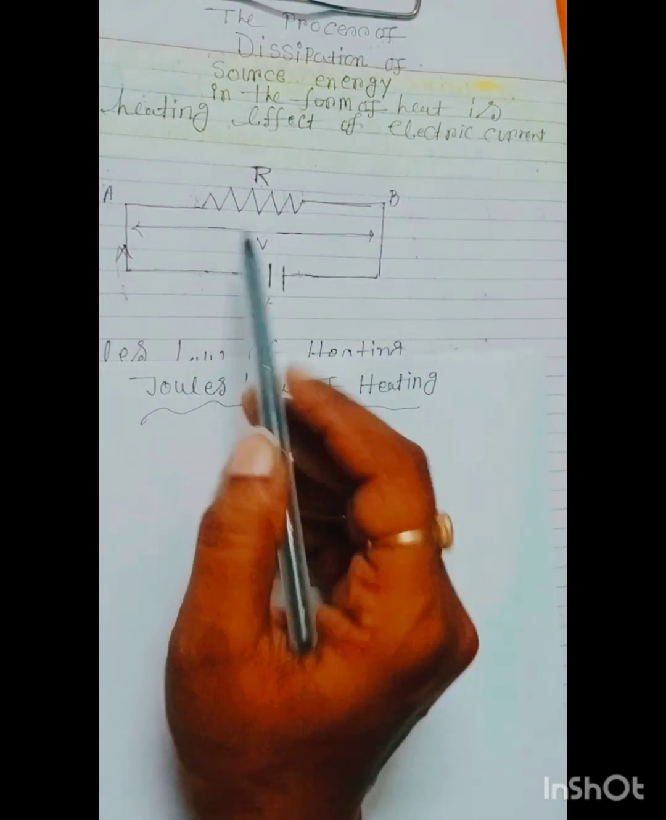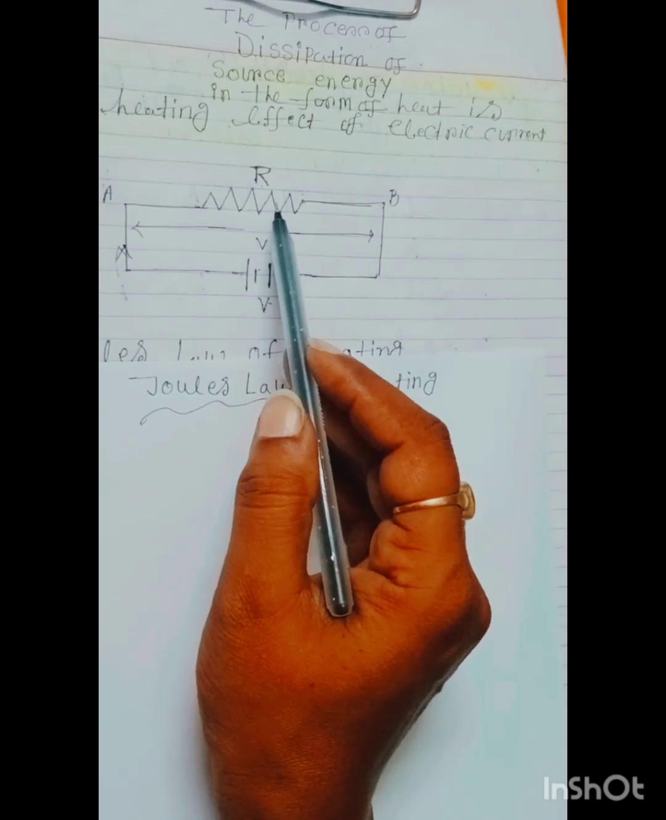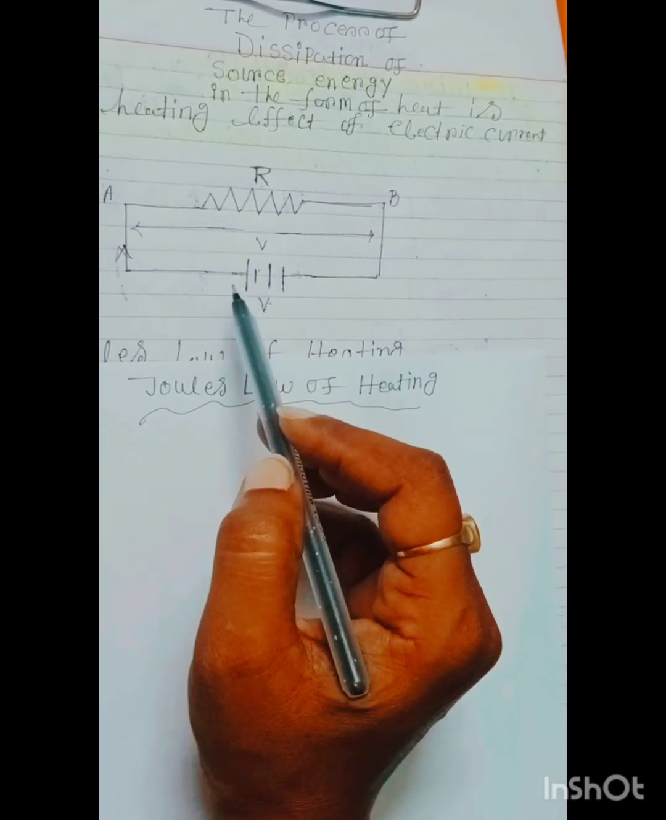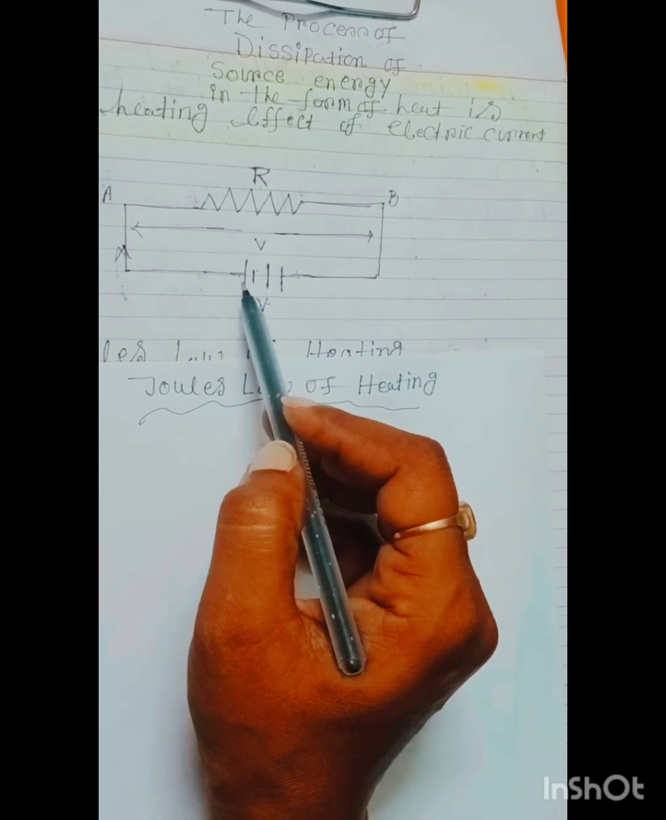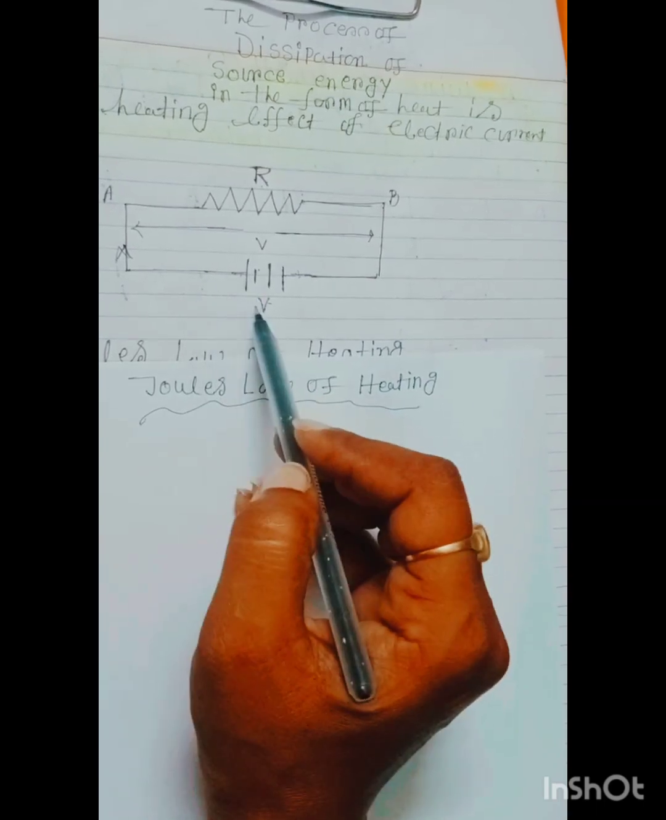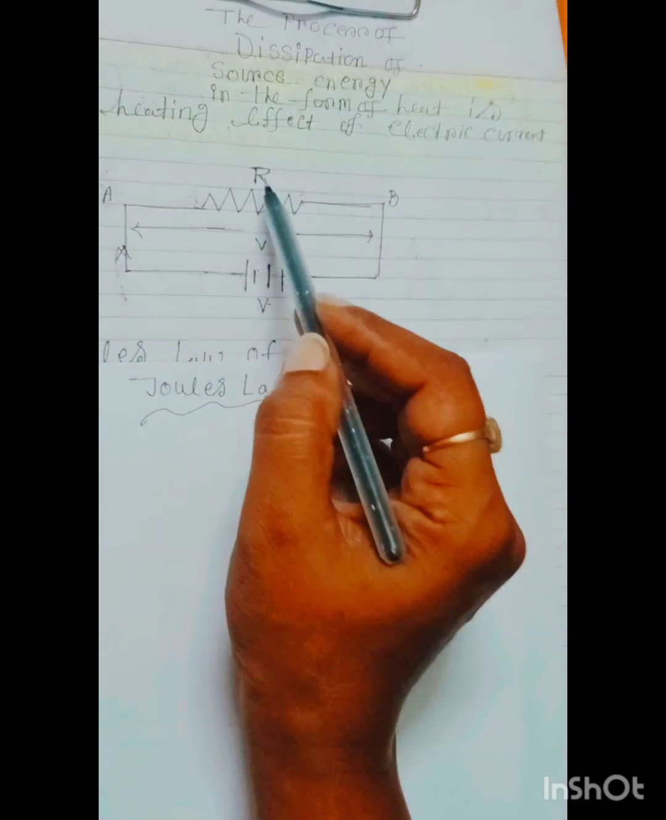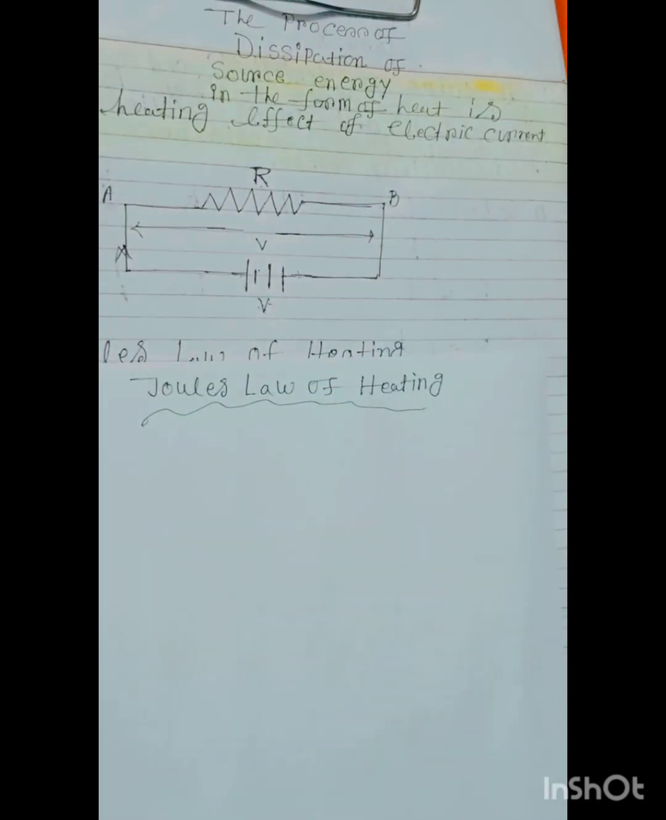Student, suppose you are given one circuit like this, and in this circuit R is the resistor of resistance which is connected across the terminals of a battery which provides potential difference V, and current I flowing through the resistor in time t.